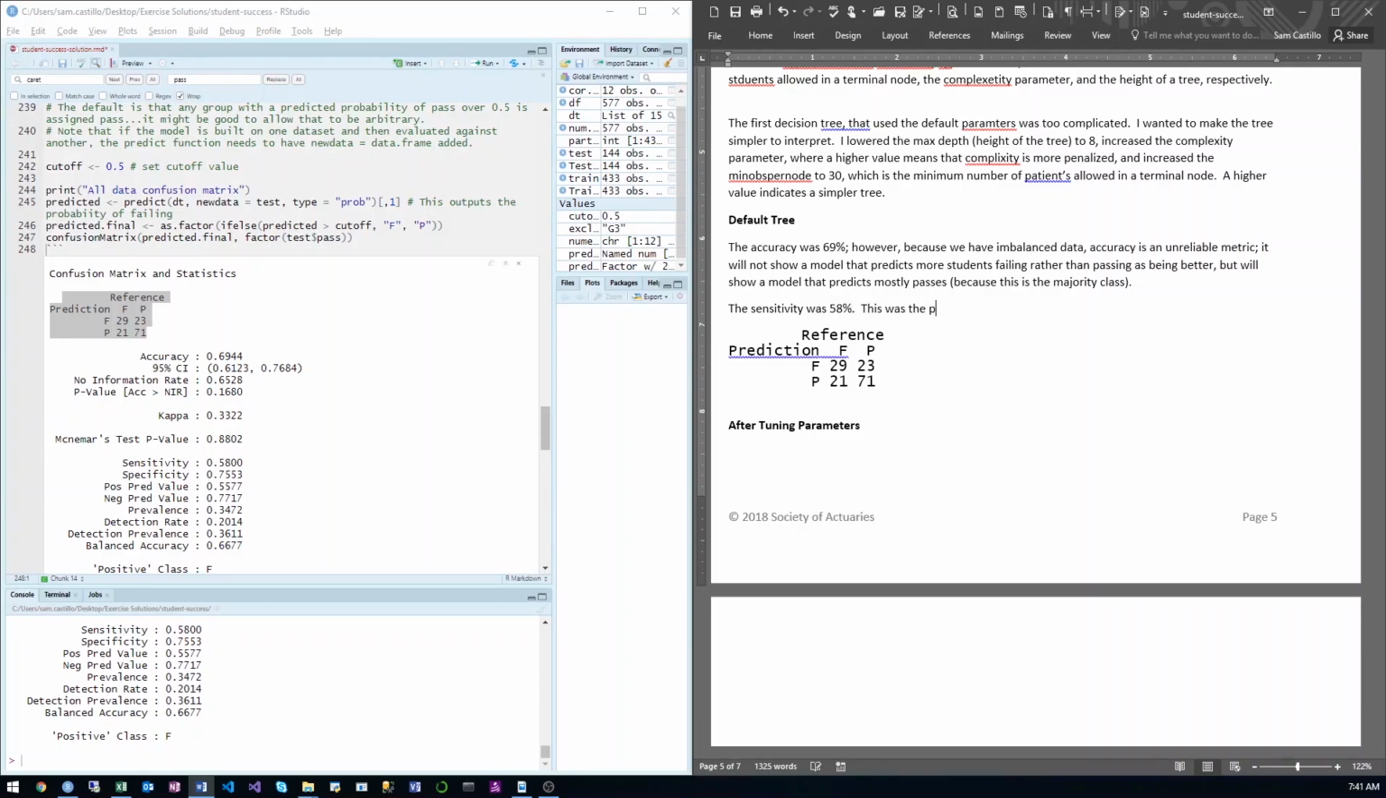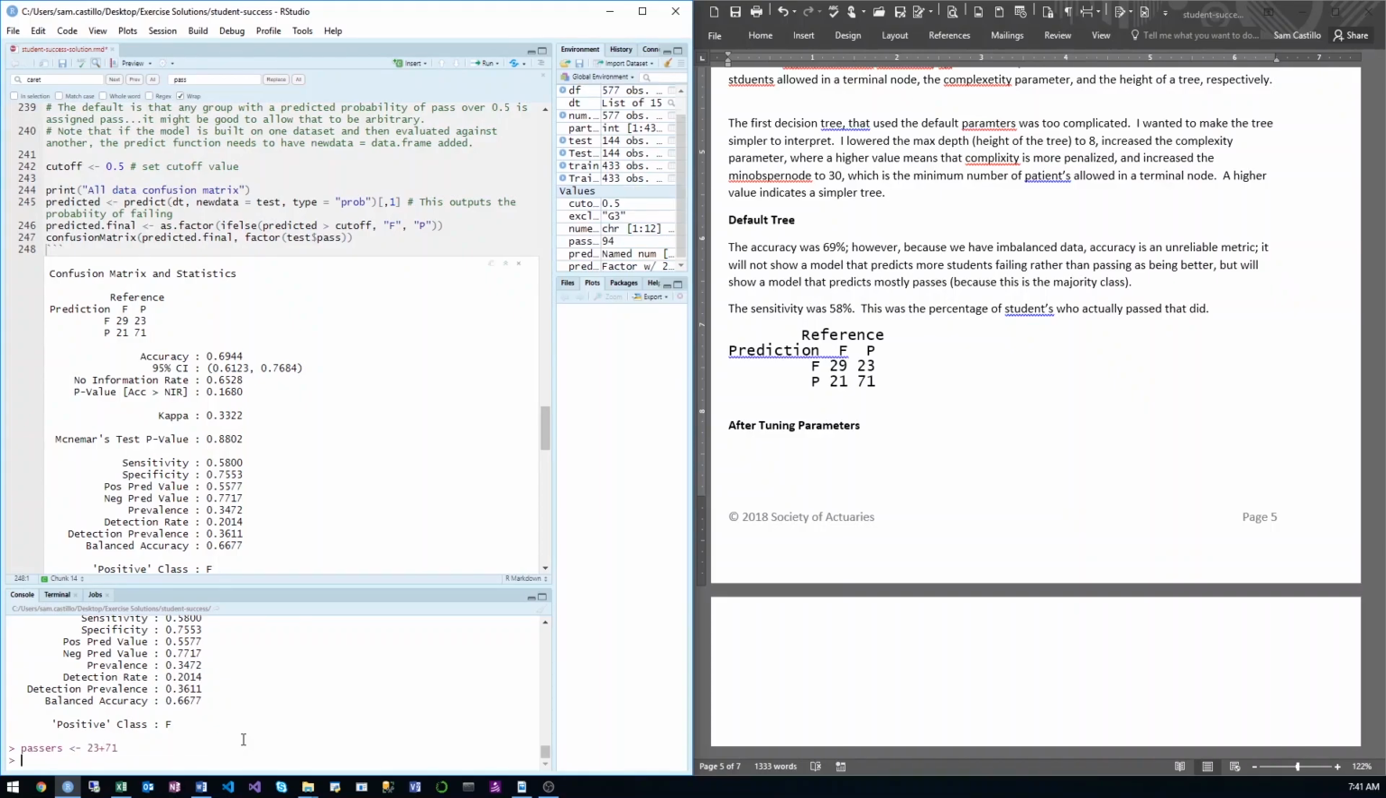This was the percentage of students who actually passed that did. So if you take 29, the students who were predicted to pass. So you take 23. Well, so the total students who passed, passers, was 23 plus 71. And the predicted passes were 21. So if you take 21 over passers, you get 22%.